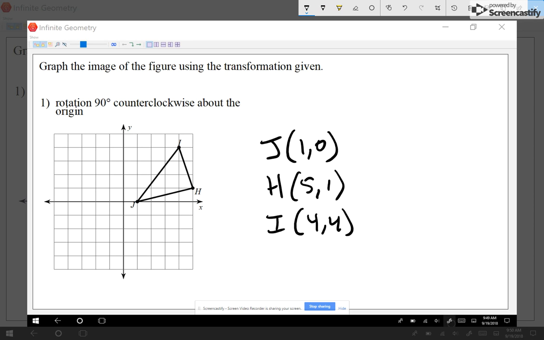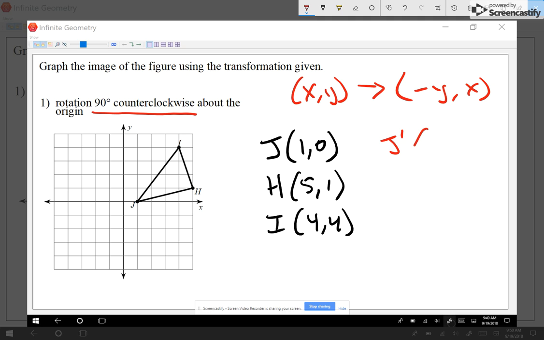But then I look at my rules and I'm asked to rotate this 90 degrees counterclockwise. If I look at the board, 90 degrees counterclockwise, it says x, y is going to become negative y, x. So in reality, what that says is my numbers are going to flip, and then the y value is going to switch signs.